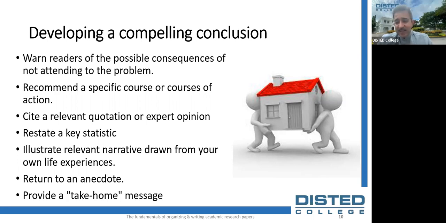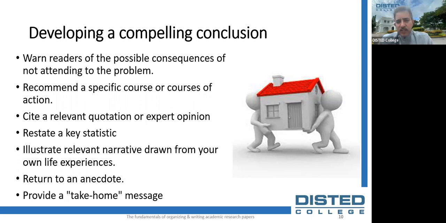Restate a key statistic or fact or visual image to drive home the ultimate point of your paper. If certain statistics come up strongly, restate that in your conclusion, because that is the strongest point you have. If your discipline encourages personal reflection, as in many qualitative and social science papers, then you need to illustrate your concluding points with relevant narrative drawn from your own life experience.